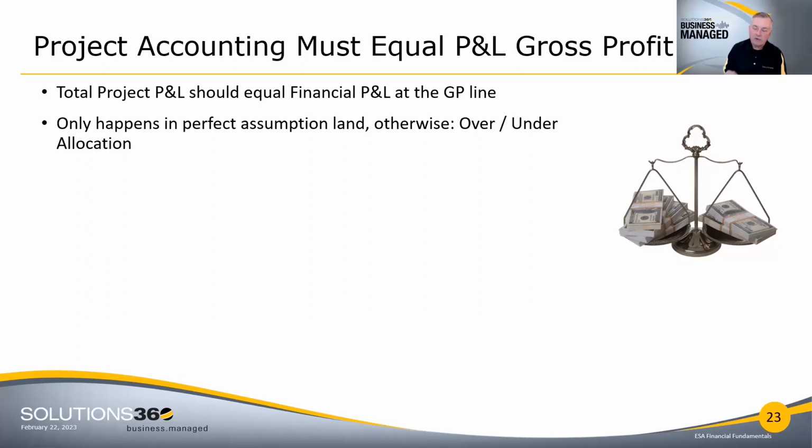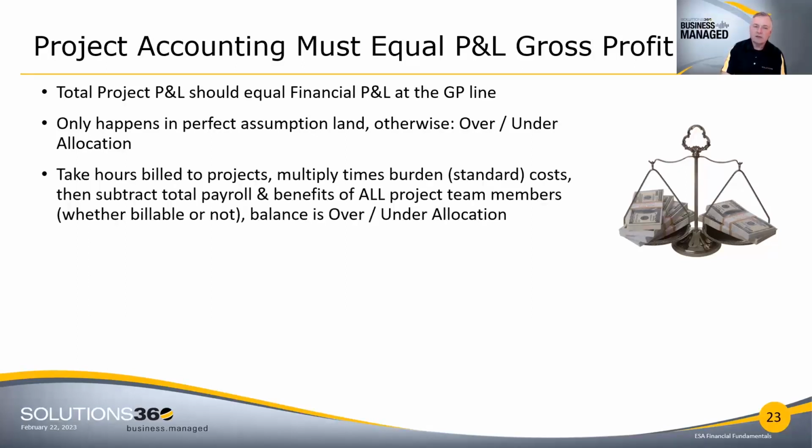So a very important metric for you to measure is your over/under allocation. And it's very simple. You take all the hours billed to the project, you multiply it times your burden, your standard cost, you subtract all your total payroll and benefits of all the project team members and all the costs that go into it, like fuel and vehicles and depreciation. And if you cover all those costs, then at equilibrium, project accounting would equal P&L. If not, then you can have either over or under.